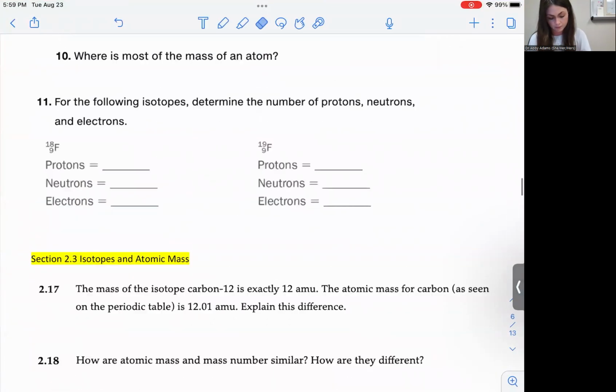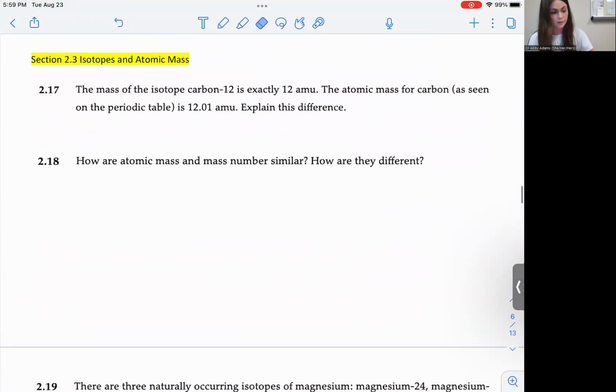All right, so here we go, 2.3. Now we have to change gears and go back to our 2.3 isotopes and atomic mass. The mass of the isotope carbon-12 is exactly 12 AMUs, atomic mass units. The atomic mass for carbon, as seen on the table, is 12.01 AMUs. Explain this difference.